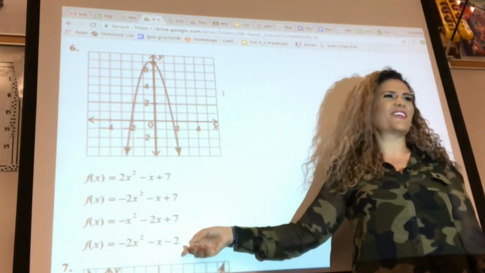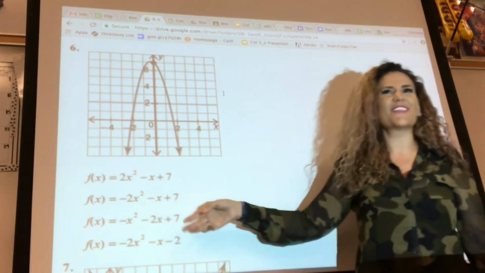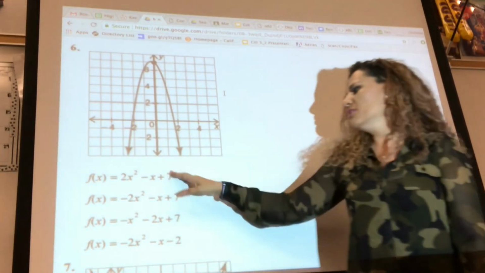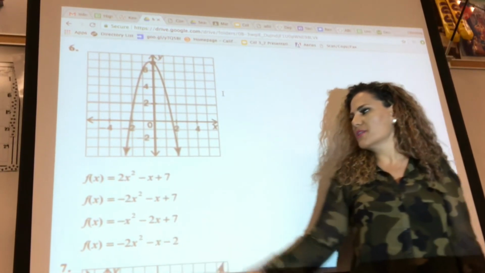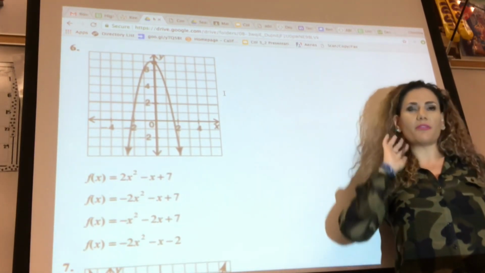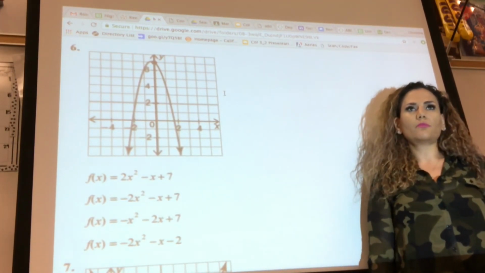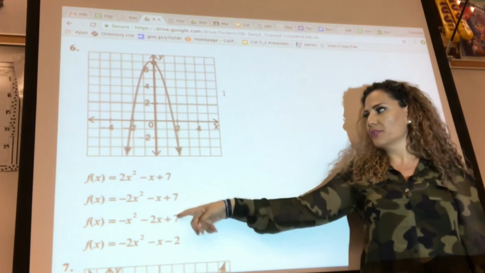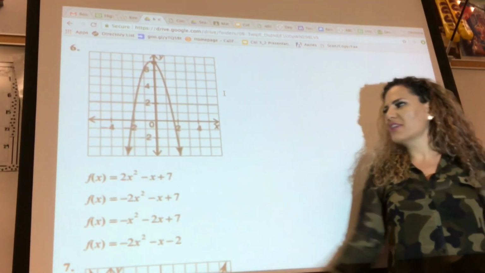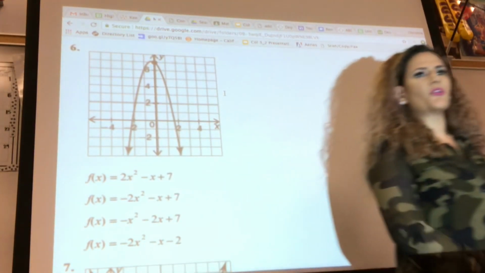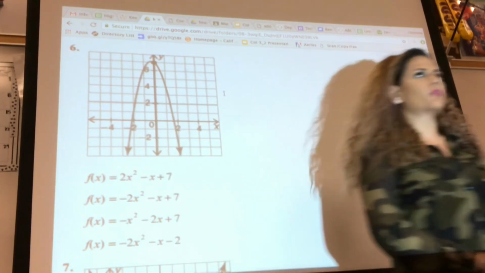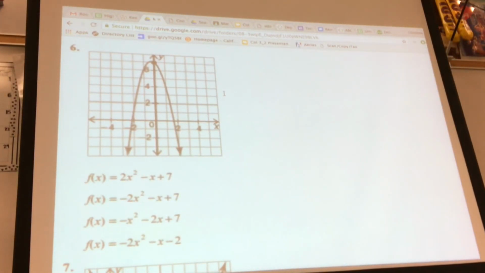So standard form, oh, I wonder how I could have figured that out. I don't, they're all in standard form. Okay. I could have just looked at the equation. All right, so which one of these has a y-intercept of 7? The first 3. Okay. How do I know for a fact, don't yell it out, but talk in your groups, how do I know for a fact it's not the first one? Why isn't it the first one?